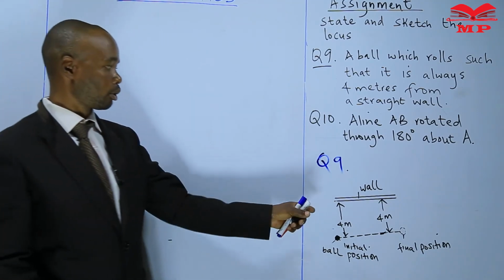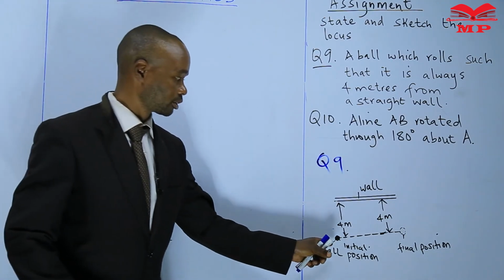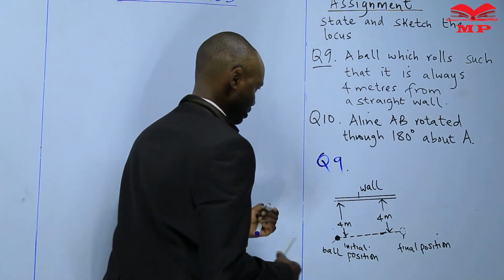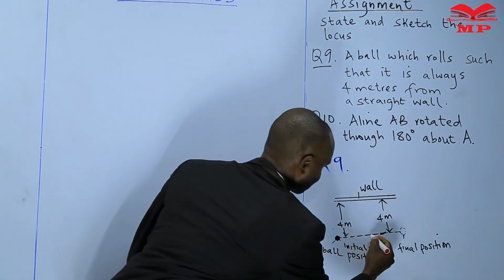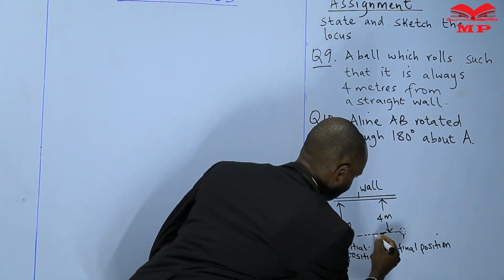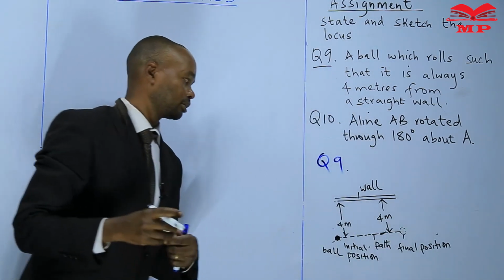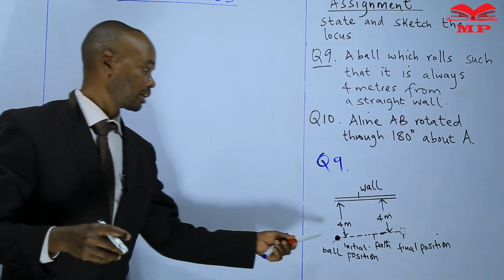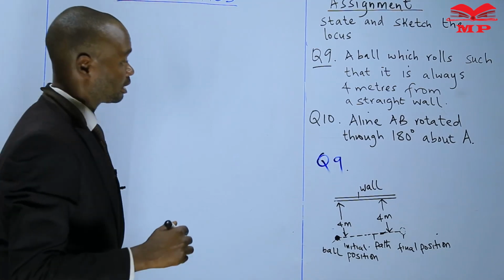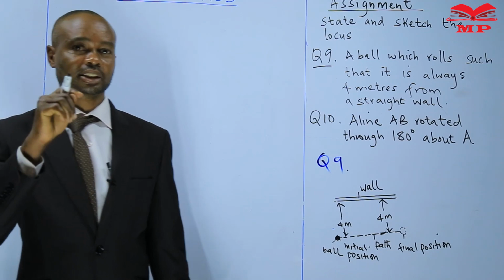That shows a straight wall. That is the initial position of the ball, and here we shall indicate the path. The path will also be a straight line because the distance is equal. Therefore, if the distance is equal, you'll just get a line.